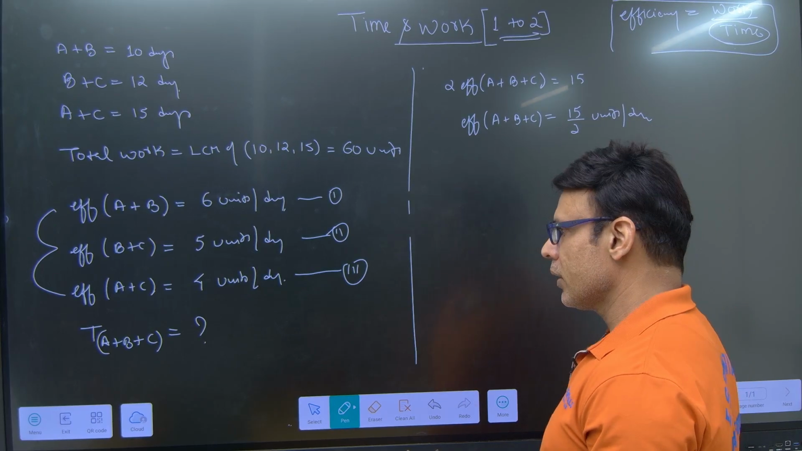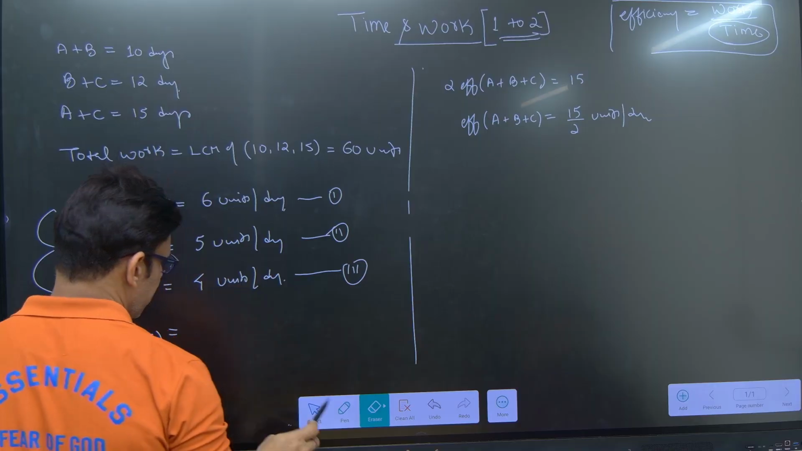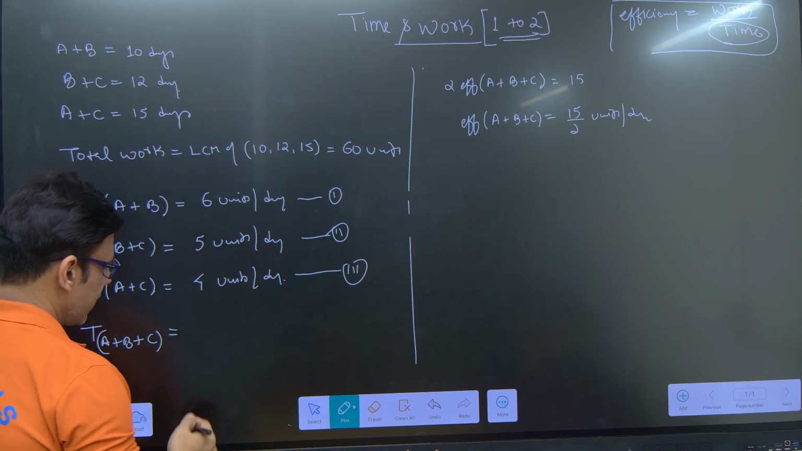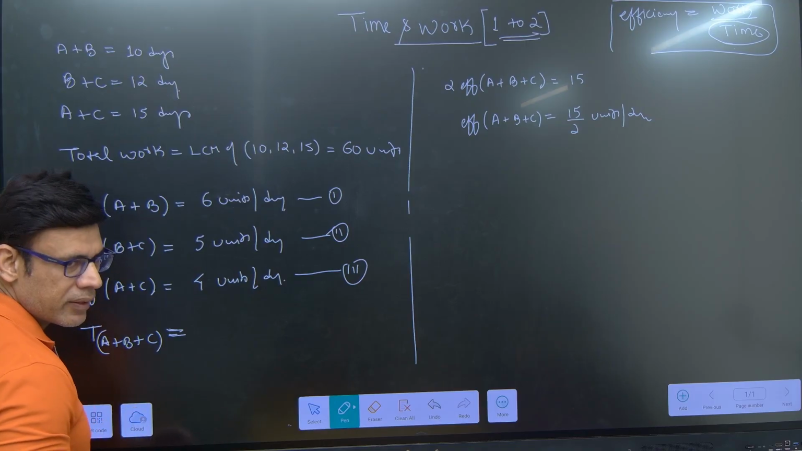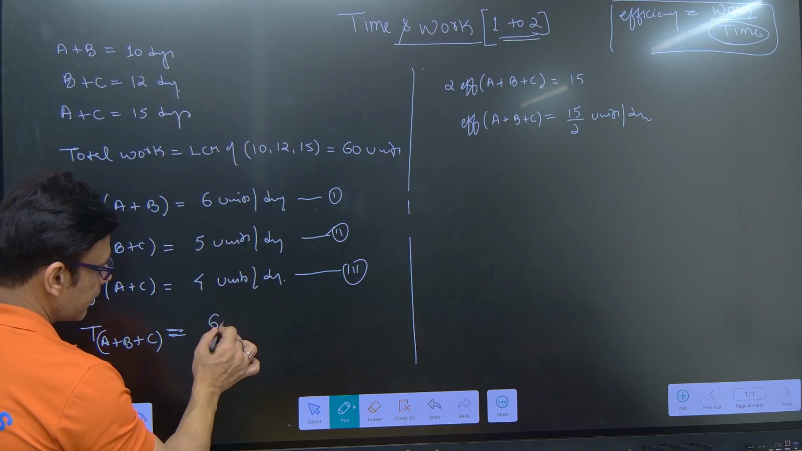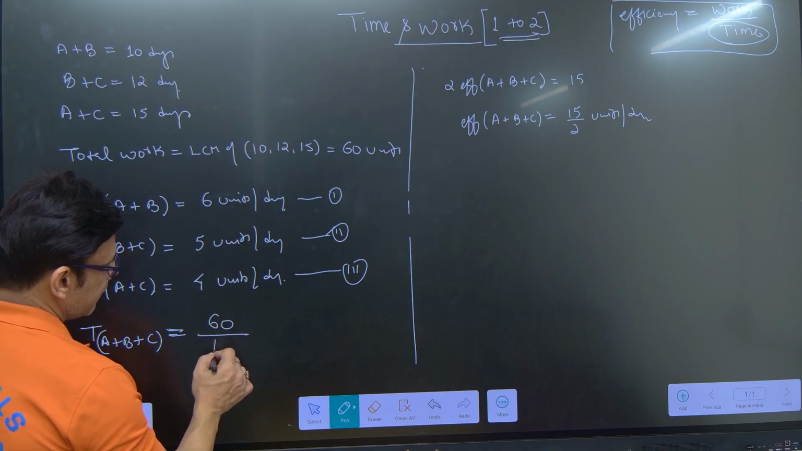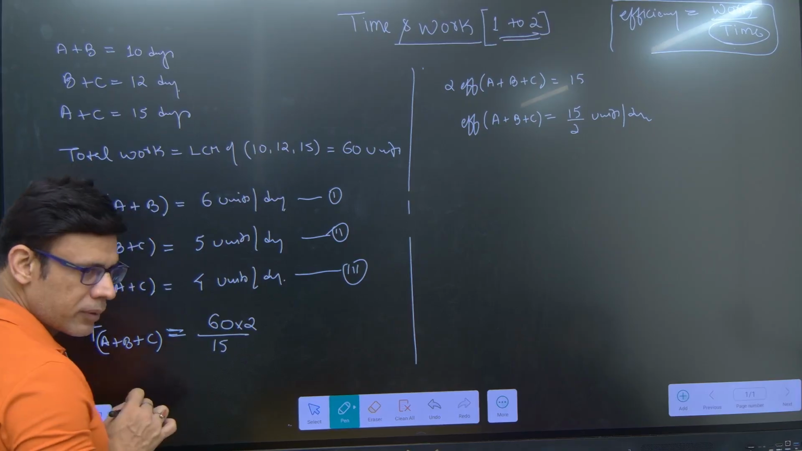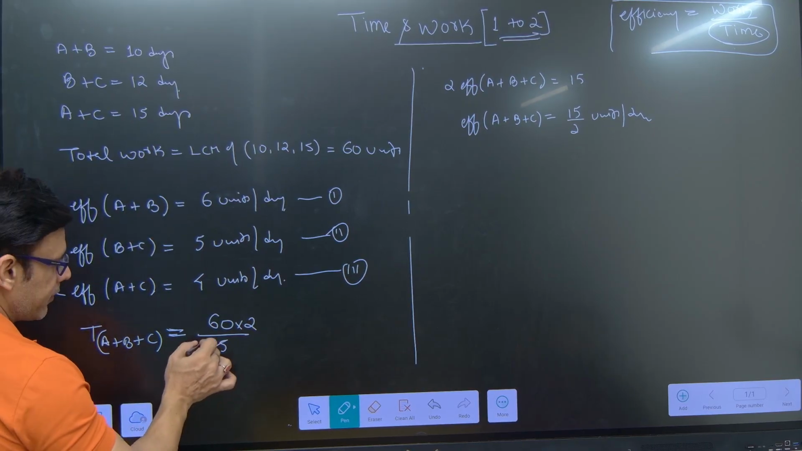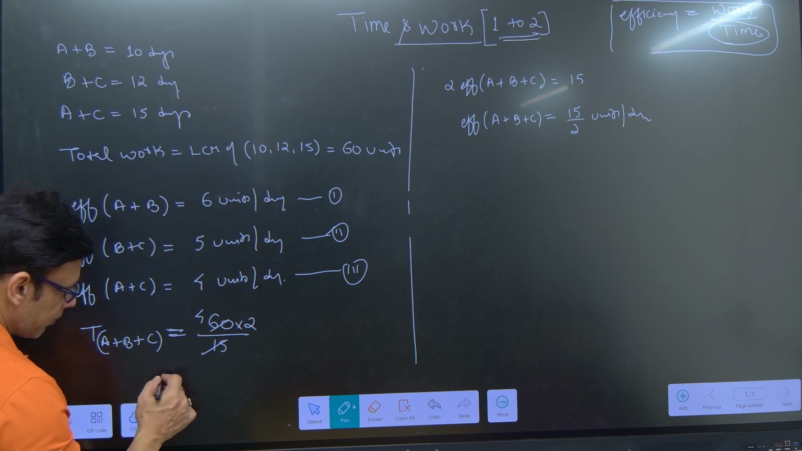Now what you are supposed to find out? First case, time taken by A plus B plus C. So time is equal to what? Total work and total efficiency, which is 15 by 2. So 2 flip, will go up. 15 4s are 60, 2s are 8 days. So time taken by A plus B plus C is 8 days.